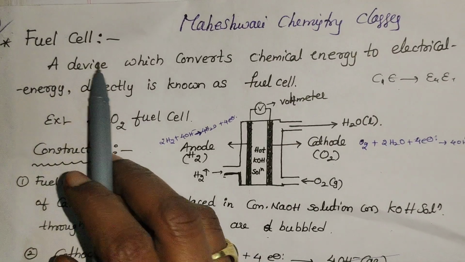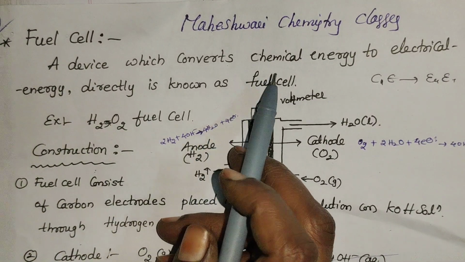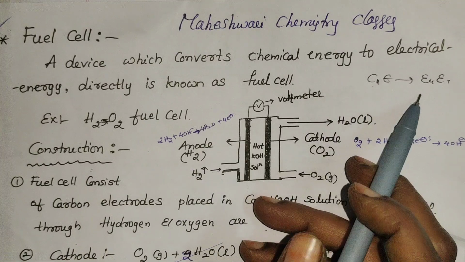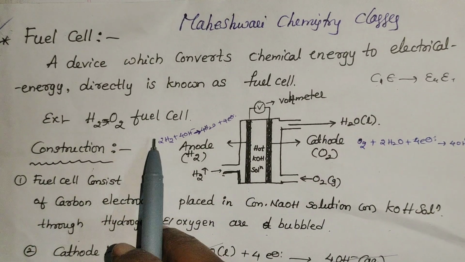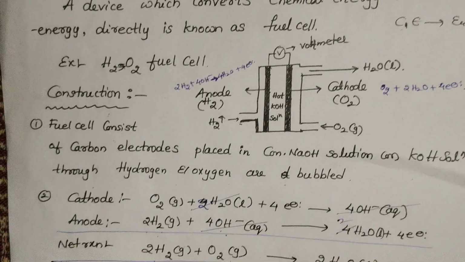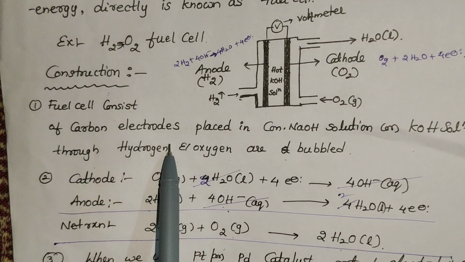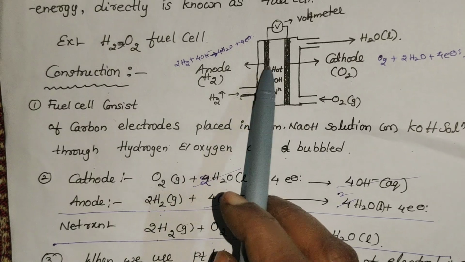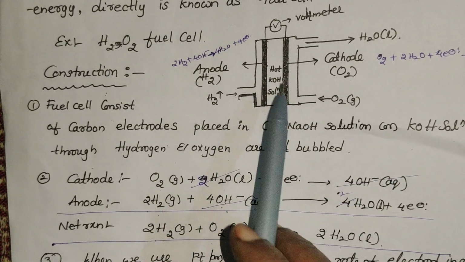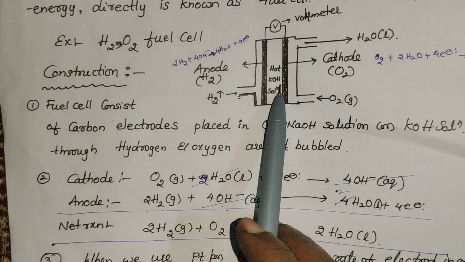A fuel cell is a device, actually an electrochemical cell, beta. Here chemical energy is converted into electrical energy. The best example is the hydrogen-oxygen fuel cell. Construction: a fuel cell consists of carbon electrodes, placed in a sodium hydroxide or potassium hydroxide solution. This is the electrolytic solution.